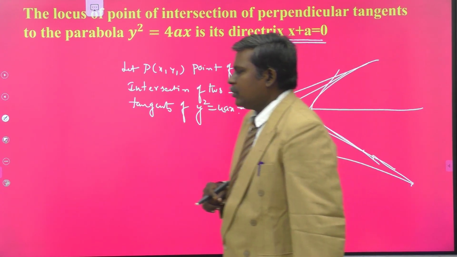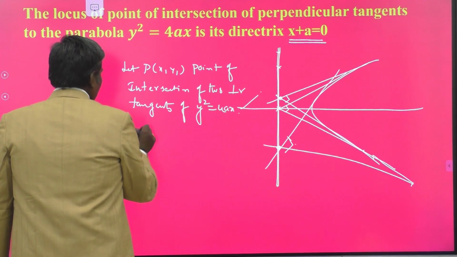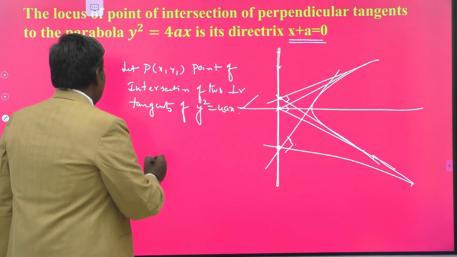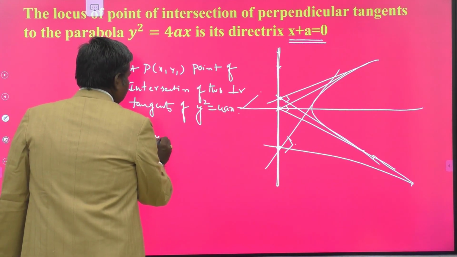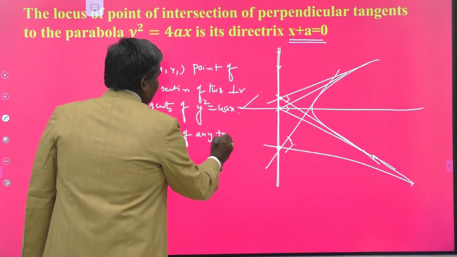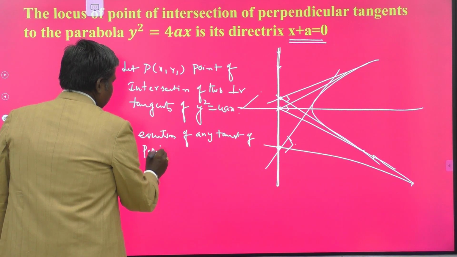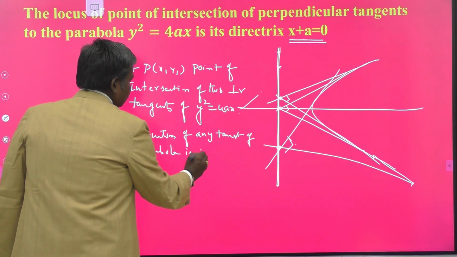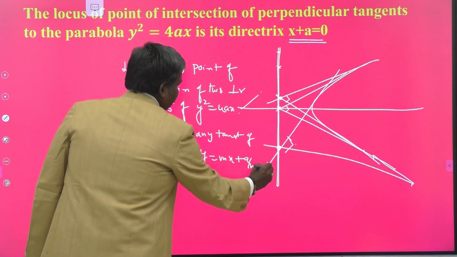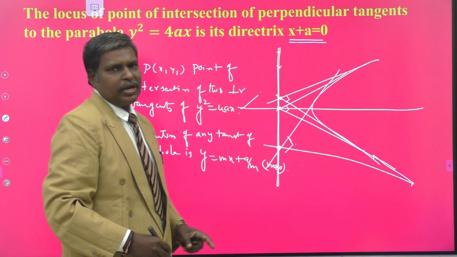Now, the equation of any tangent to the parabola is what? Always we are using that formula. That is a very, very important formula for you. The equation of any tangent of the parabola is y = mx + a/m, for m not equal to 0. This is any tangent to the parabola.